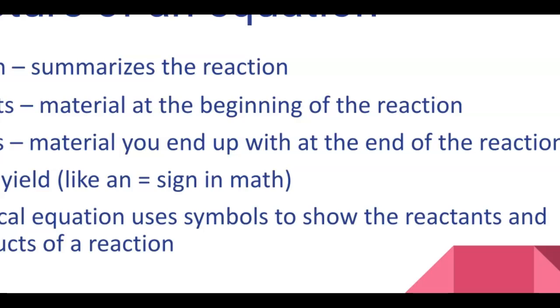Now the equation summarizes the reaction. When we have an equation, you have a beginning, the arrow sign, and then the end. The reactants are the materials you're using at the beginning of the reaction. The products are what you come up with at the end of the reaction. That arrow means equal or yields, just like an equal sign in math when you add or subtract or multiply or divide. So a chemical equation is going to use symbols to show the reactants and the products.